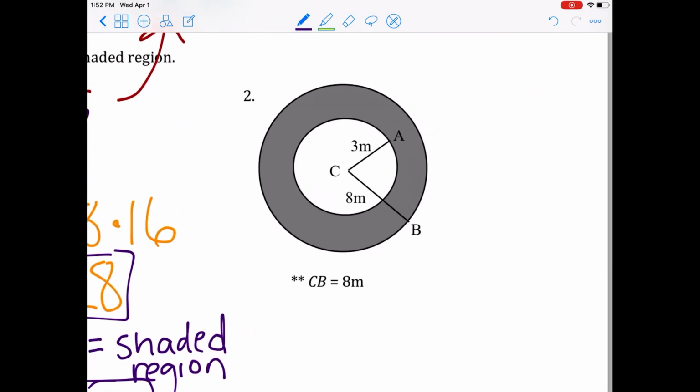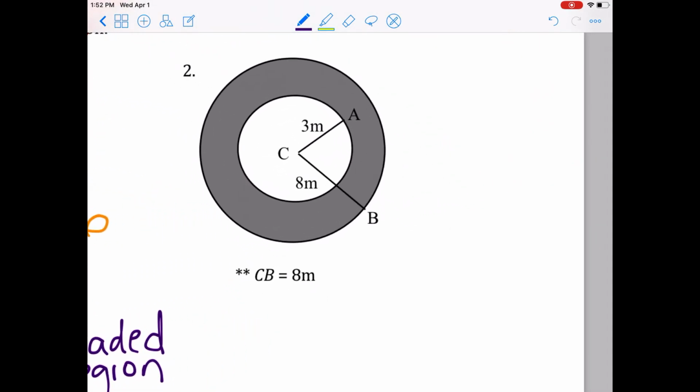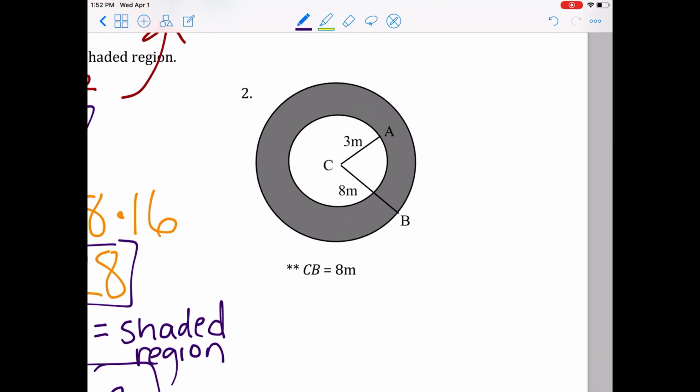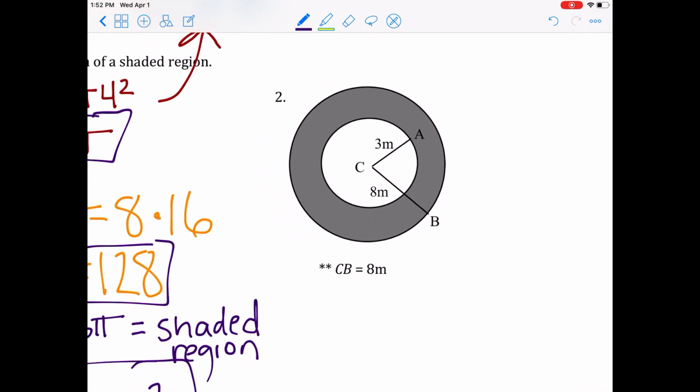Okay, if you would like to try the next one on your own, go ahead and pause the video here and give it a try. Otherwise, let's get started. So, we need to find the area of the shaded region first.